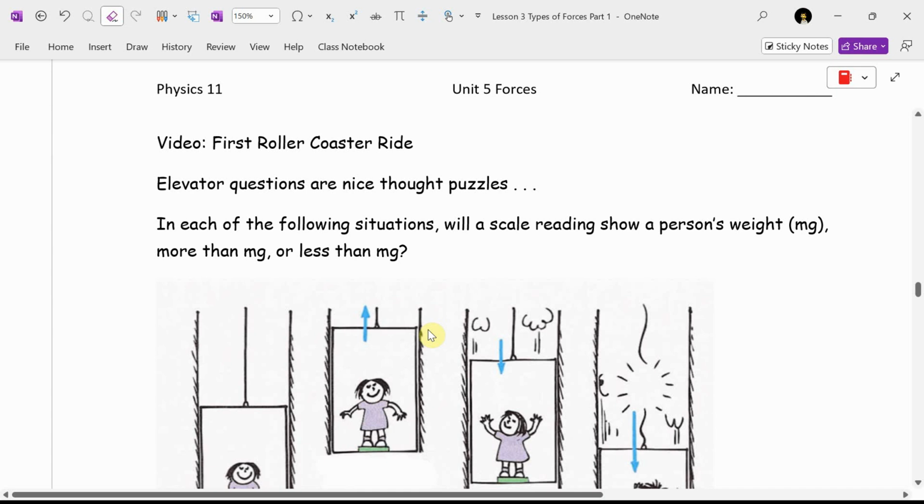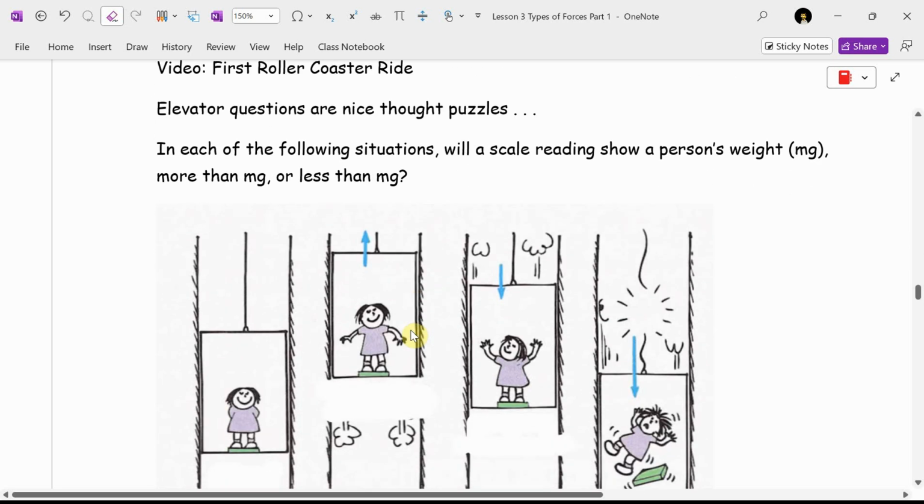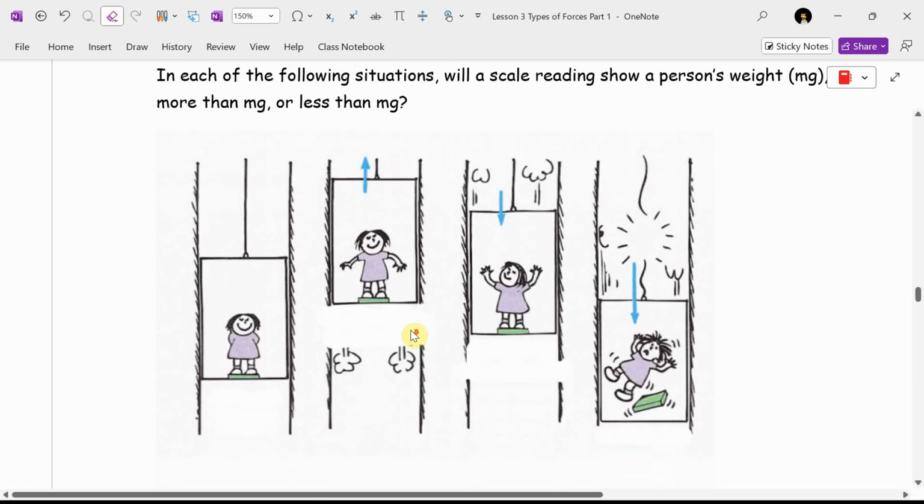Elevator questions are nice thought puzzles. In fact, you're going to get a bunch of elevator questions on your test. Let's look at the situation. It says this. In each of the following situations, will a scale reading show a person's normal, mg, more than mg, or less than mg?